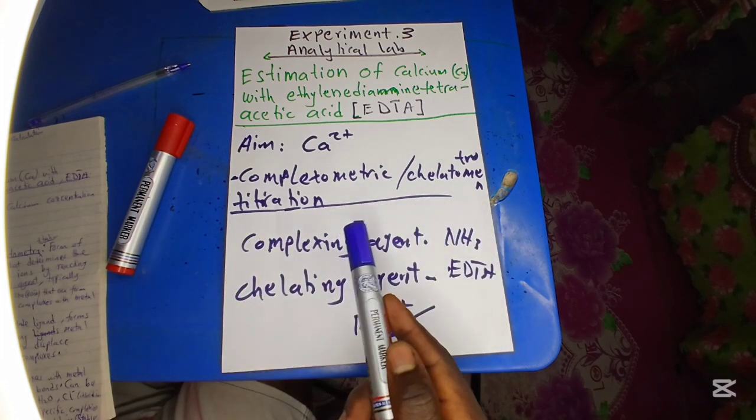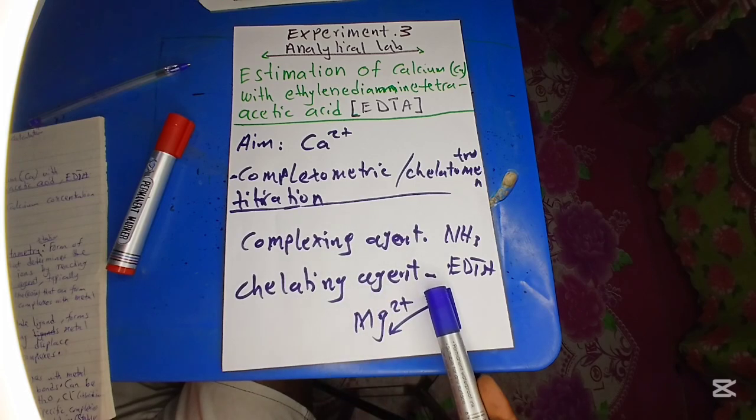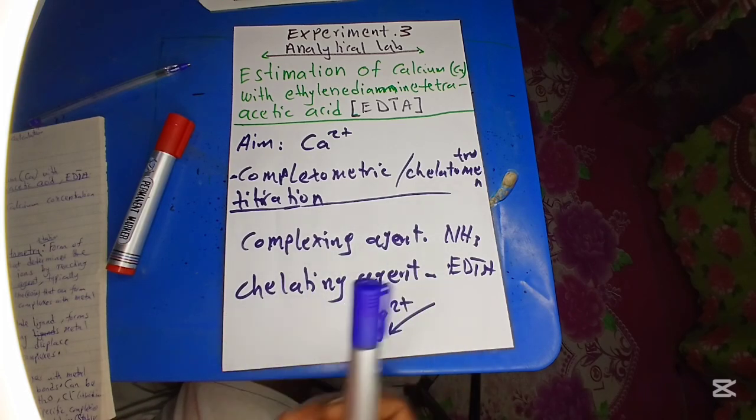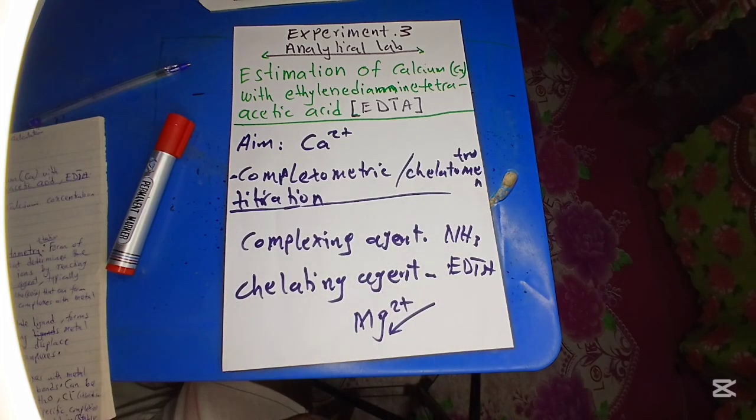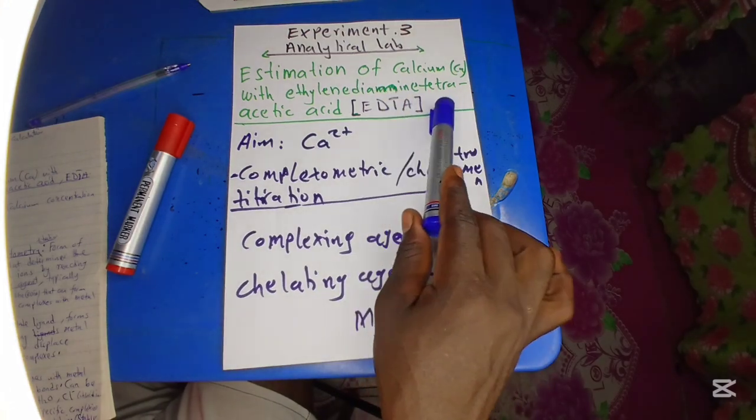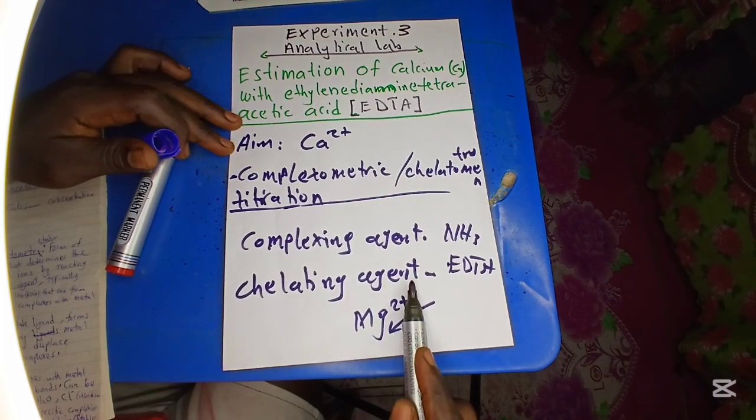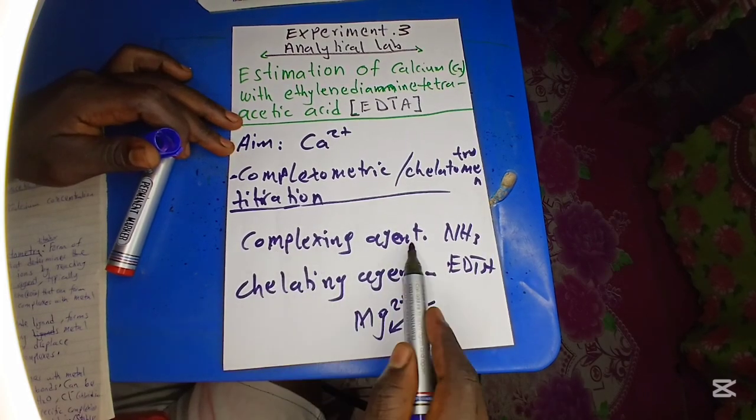And here comes a complexing agent. I also have to explain complexing agent and chelating agent to you, so that we will get a better understanding of the lab. And the complexing agent that is typically used in this lab is EDTA, that is ethylene diaminetetraacetic acid. So now, a chelating agent is also a complexing agent.